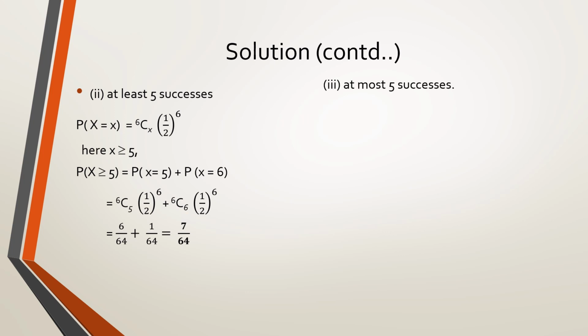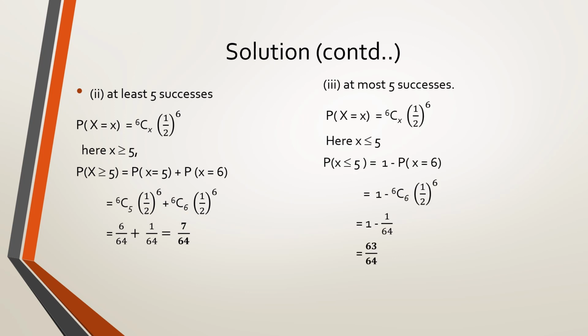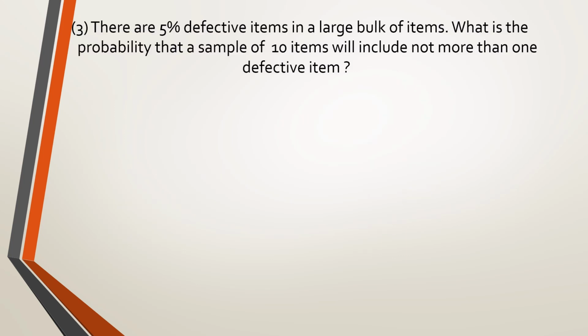At most 5 successes. Here we mean the maximum of 5. Okay, so x is less than or equal to 5, but here x greater than 5 will be easier to count, so we go for the complement. It will be 1 minus P of x greater than 5, that is x equal to 6, and the answer comes out to be 63 by 64. Clear? Good. Let's move to the next example.